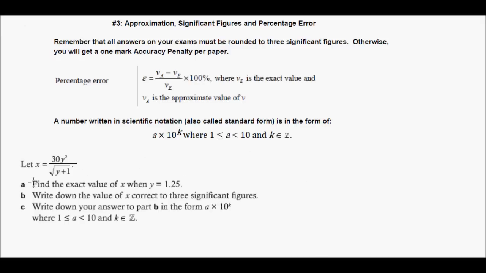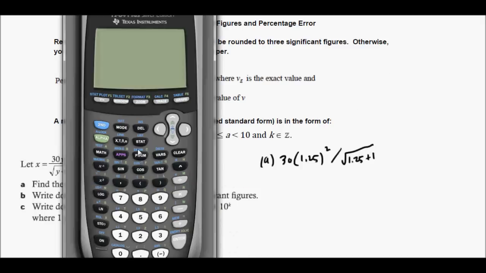In this one it says let x equal 30 y squared over the square root of y plus 1. Find the exact value when y is 1.5. So it's going to be 30 times 1.25 squared divided by the square root of 1.25 plus 1. And again, we can do this straight on a calculator.